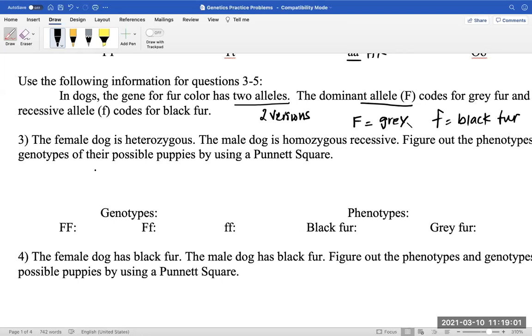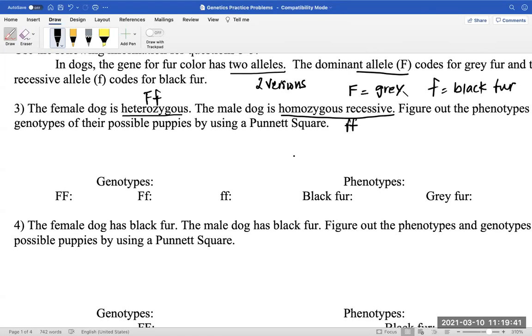Now this is your question. Female dog is heterozygous. What does that mean? What is the combination she has of the 2 alleles? One dominant, one recessive. One of each. So it's going to be big F, little f. And then it says male dog is homozygous recessive. So what's the combination here? 2 recessive. 2 little f's. Then it says figure out the phenotypes and genotypes of the possible puppies using a Punnett square.